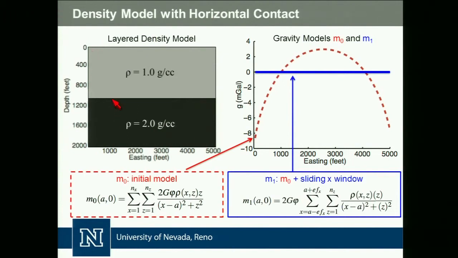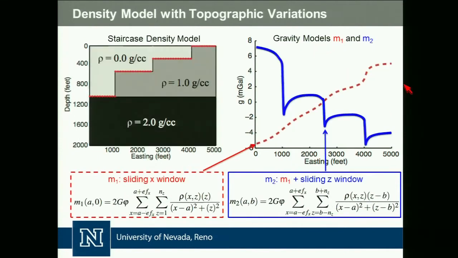And in this case, we're going to take each point and do a sliding window that's equal to 2 times the model length. And what you wind up with when you implement that sliding window is the correct response, which is a flat profile. So we went ahead and took this, and now we're going to try to implement topography with this model.